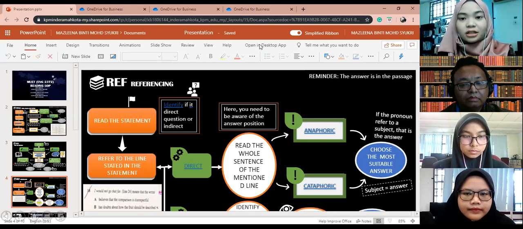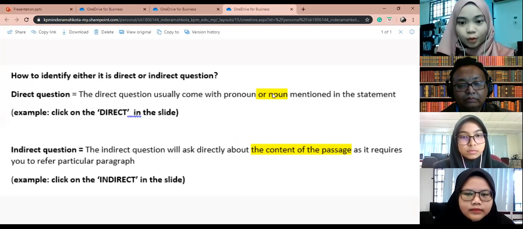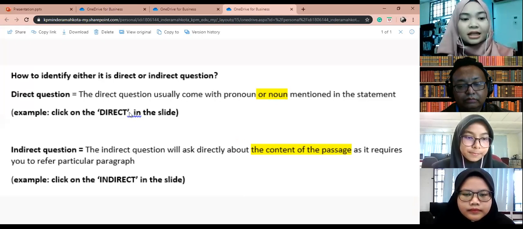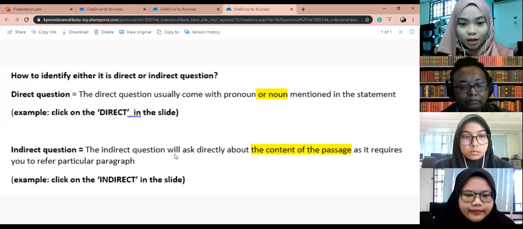The direct questions usually come with a pronoun or noun mentioned in the statement. So whenever you see a pronoun or noun in the statement, that means it is a direct reference question. The second one is the indirect question. The indirect question will ask directly about the content of the passage and ask you to refer to a particular paragraph. Let's see some examples here.